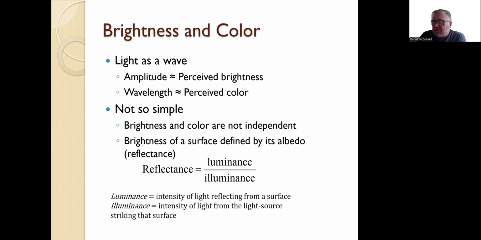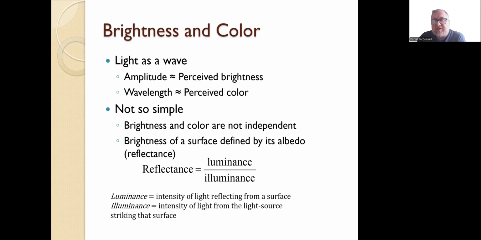Luminance refers to, and I've got the definitions right here at the bottom, how much light reflects from the surface to your eyes. So light is illuminating the environment. You have a light source like a light bulb or the sun, and that creates illuminance, how much light we have from the light source that is actually striking the surface. And then that surface will reflect some of the light.